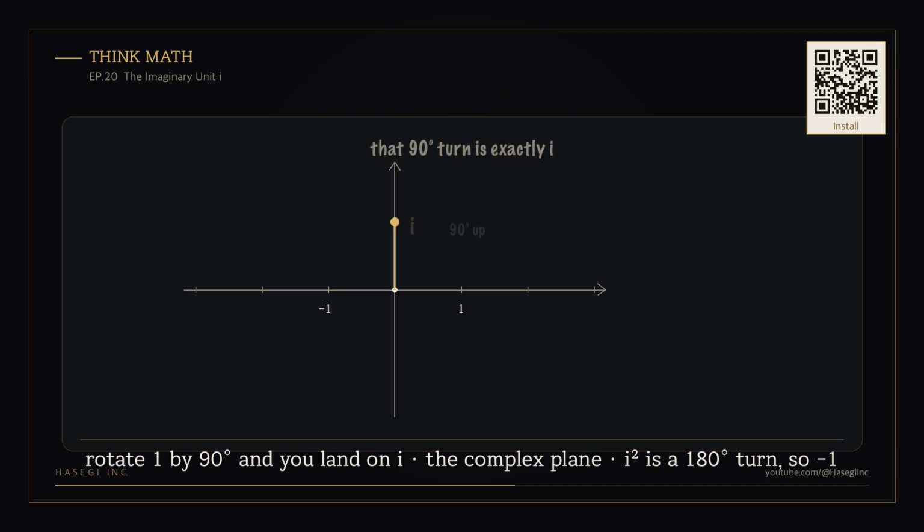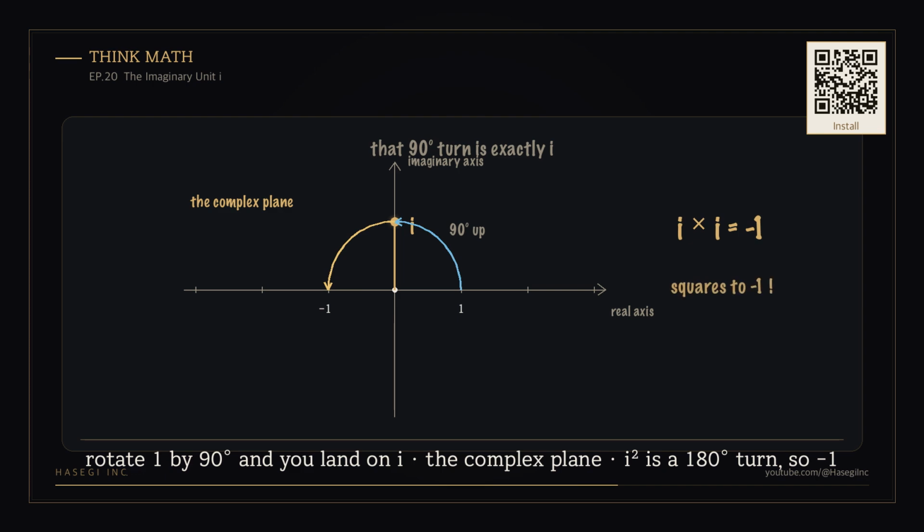It sits off the number line 90 degrees straight up. Horizontal for the real numbers, vertical for the direction of i. This plane is the complex plane. Multiply by i twice. 90 plus 90 is a 180-degree turn. So i squared is exactly -1. At last, the identity of the square root of -1.